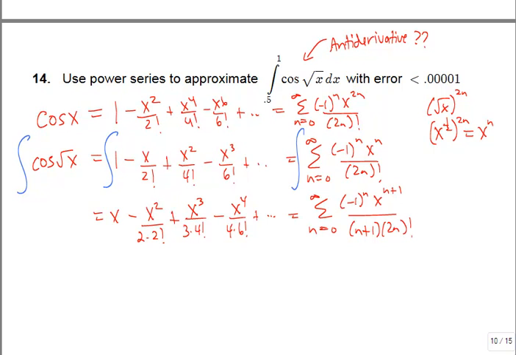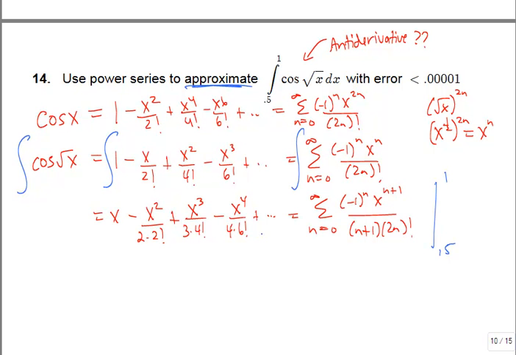Now since this is a definite integral and it has bounds, we want to plug in our bounds into this infinite series. Unfortunately, we can't plug in 1 into an infinite number of terms and plug in 0.5 into an infinite number of terms. That would just be impossible. So this is where our approximation comes into play. We need to know how many terms we should use to approximate this polynomial.